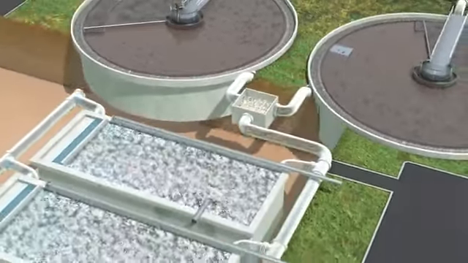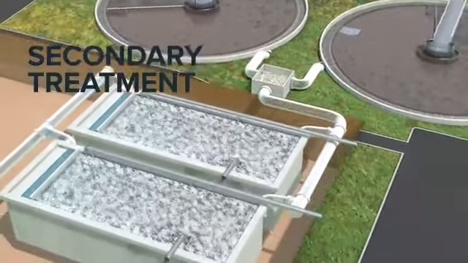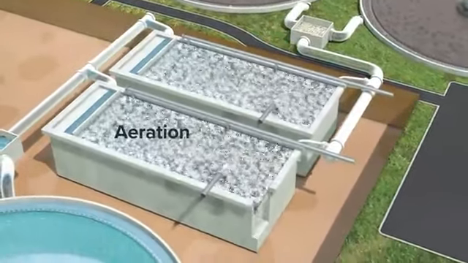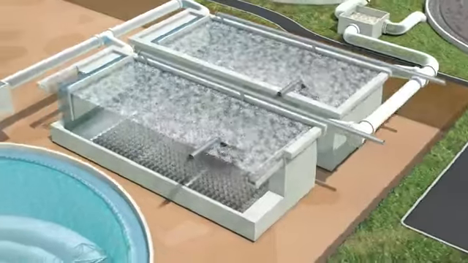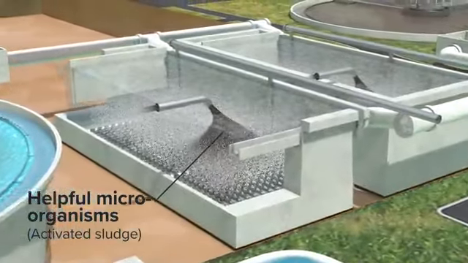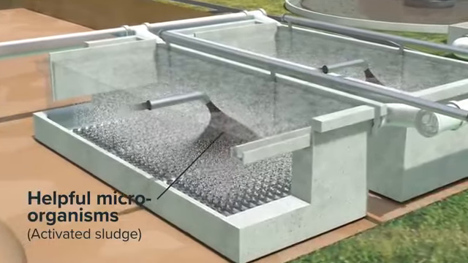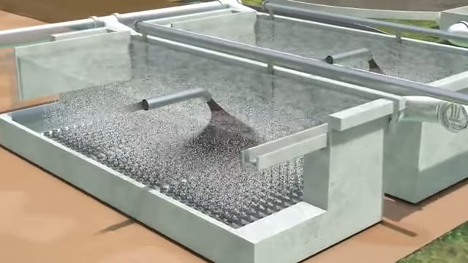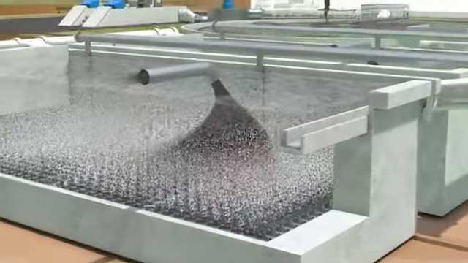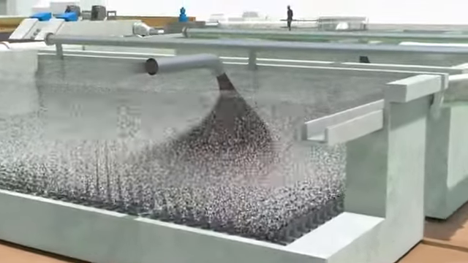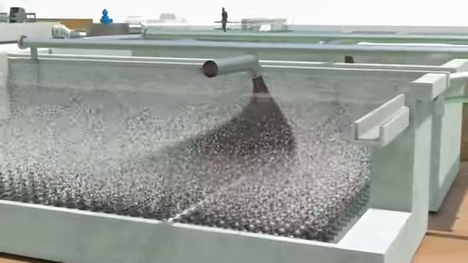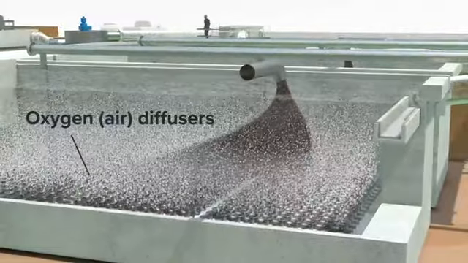The water flows to secondary treatment, which in our model is an aeration tank. In the aeration tank, helpful microorganisms are mixed in with wastewater. These are special bacteria and protozoa that consume biodegradable waste products such as human waste, food waste, soaps, and detergents. These helpful microorganisms also need oxygen to live, so air is vigorously pumped through the mixture.